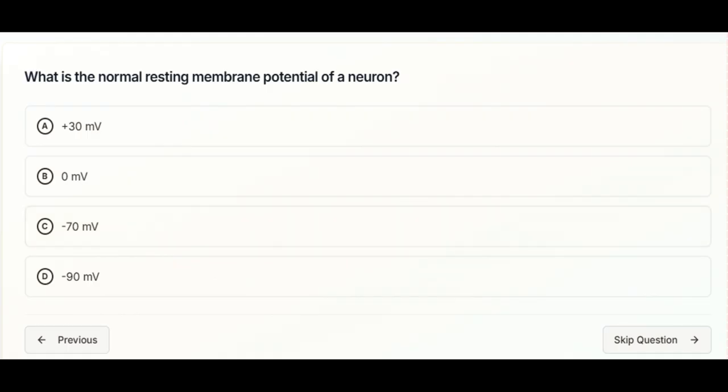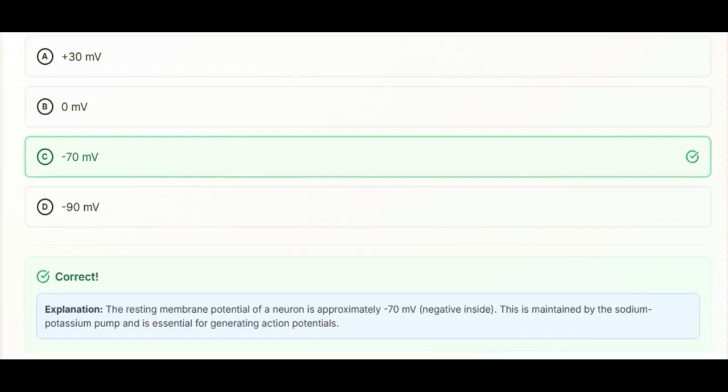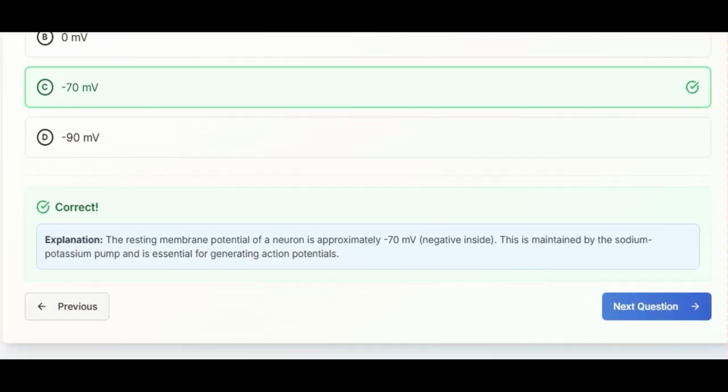What is the normal resting membrane potential of a neuron? -70. The resting membrane potential of a neuron is approximately -70. That is maintained by the sodium-potassium pump and is essential for generating action potentials.